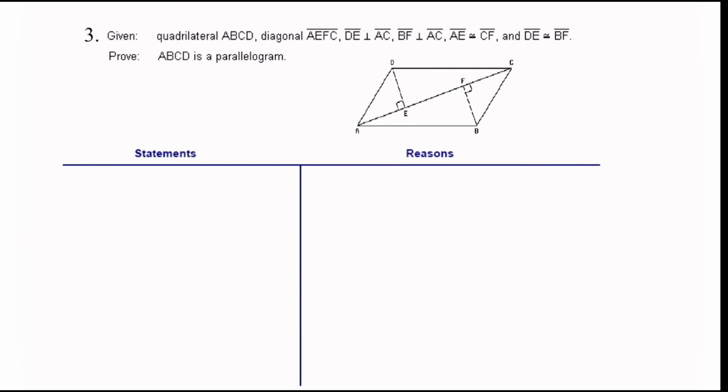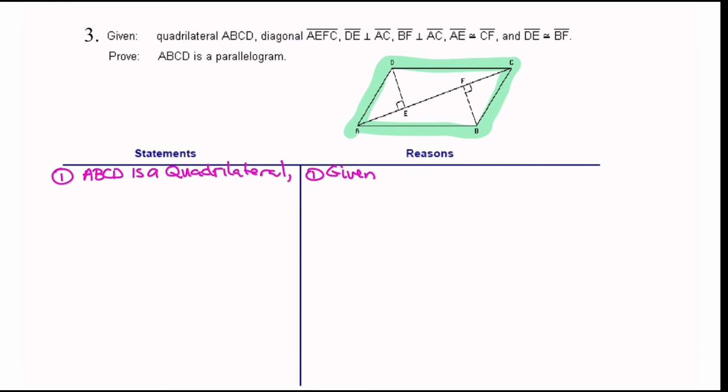Let's do two final proofs with quadrilaterals. So in this particular one, quadrilateral ABCD is given. So 1, ABCD is a quadrilateral. I don't pre-number my proofs because I don't know how many steps it's going to take. Diagonal AC is drawn there, and there's a couple of perpendicular statements, so I'm just going to include everything into one statement for the given.